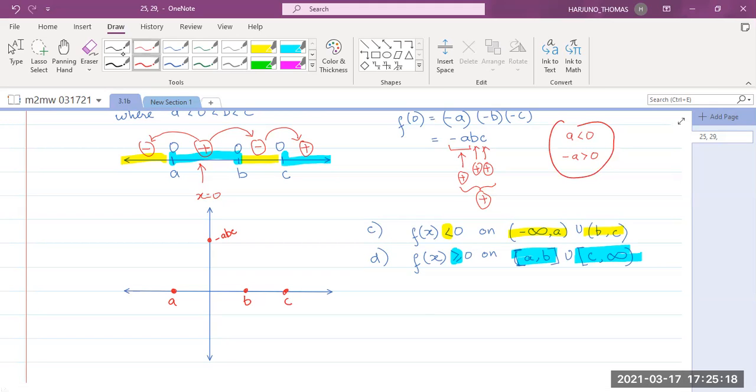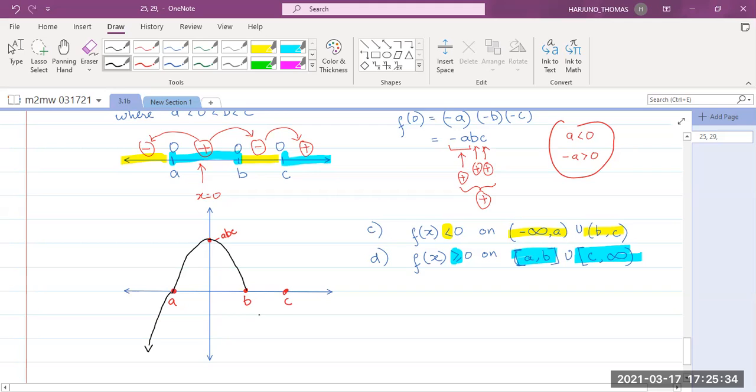Now, then what happened to the graph? To the left of a is below the x-axis. Okay, above a, it's above the x-axis. Between a and b is above the x-axis. Between b and c is below the x-axis. Between c to infinity is above the x-axis.